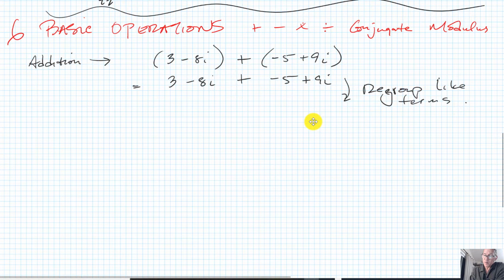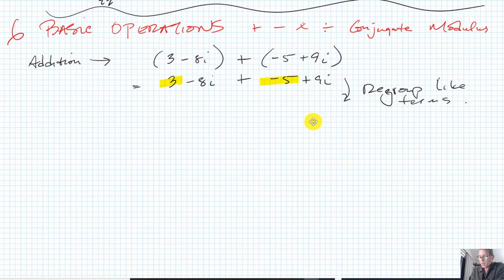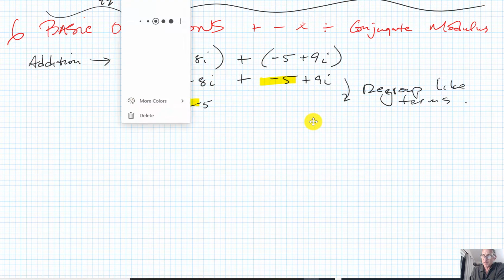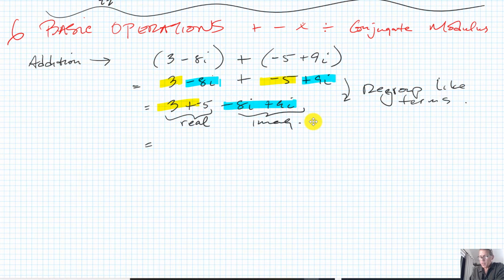All right, why? Because you were taught from the beginning that you only add real with real. So 3 plus negative 5 goes first. And then you group up the imaginary terms, the minus 8i and the 9i. These are real, this is imaginary. 3 plus negative 5 is negative 2, and negative 8i plus 9i is just a positive i. So you get negative 2 plus i.